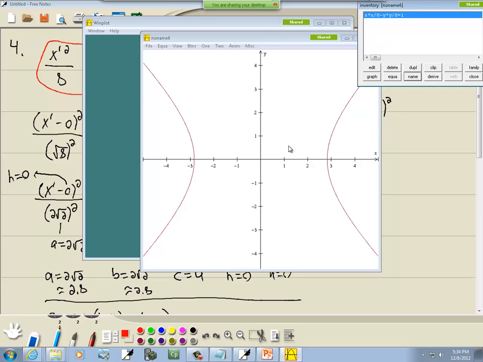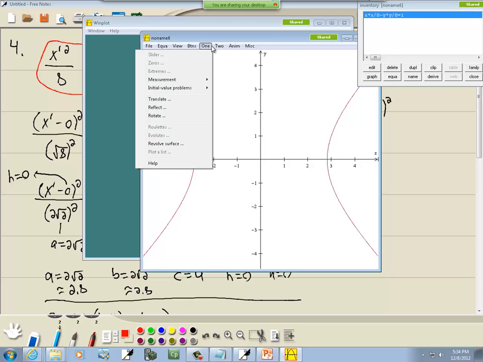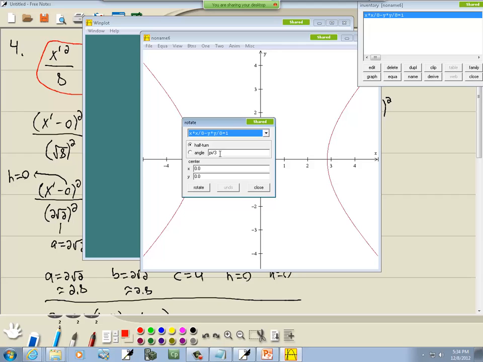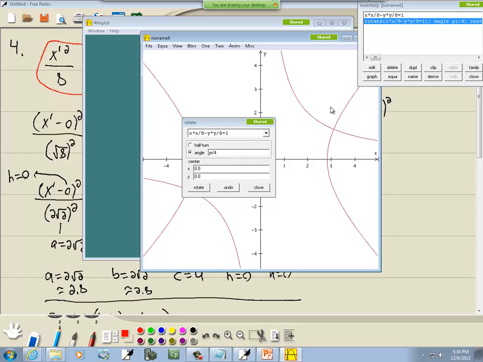Well, we take that, and I'm not very good at drawing these myself. I'm not the perfect person. This package shows it really nice. If I choose down here and choose 1 and choose rotate, and remember 45 degrees is pi over 4. So if I do pi divided by 4 and click rotate, that right there is the graph of xy equals 4.